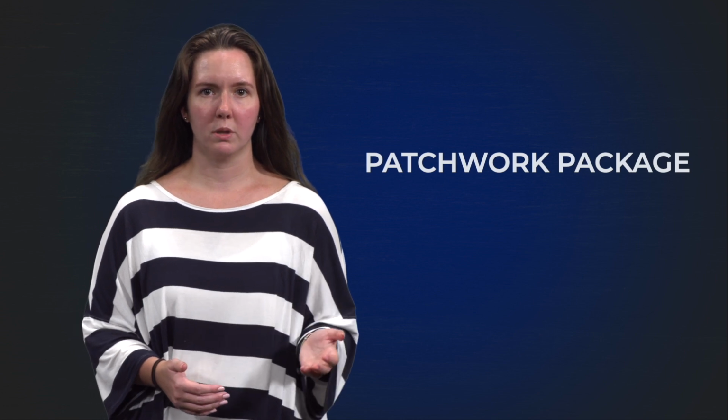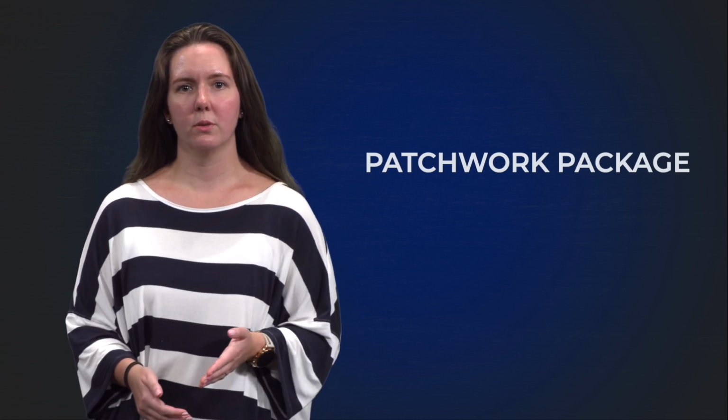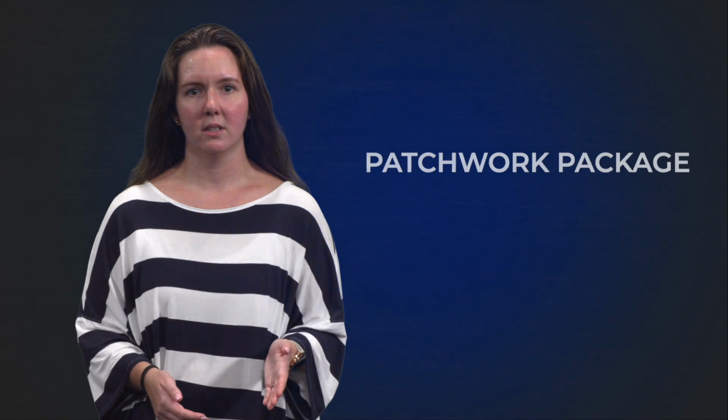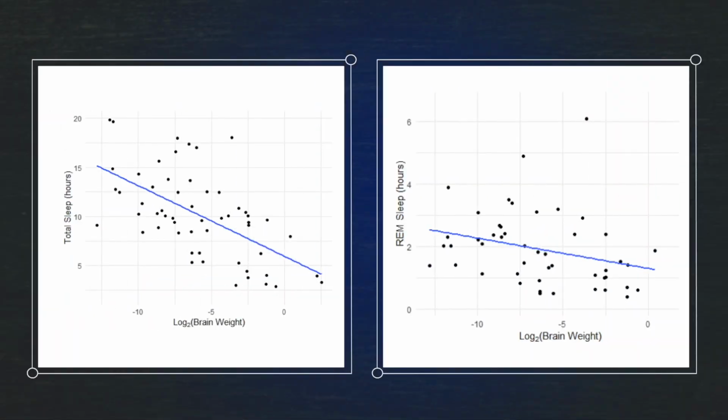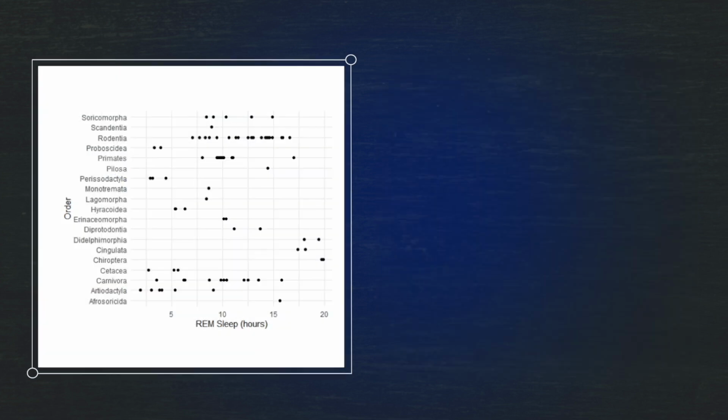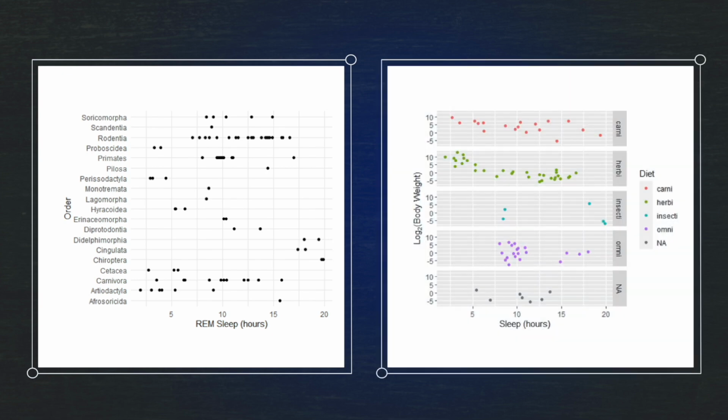To use the Patchwork package, we're first going to assign plots to an object. In this case, I've created 4 plots from the msleep dataset. The first 2 plots explore the relationship between brain weight and total sleep versus REM sleep. The third plot examines the relationship between order and REM sleep. And finally, my last plot displays the relationship between body weight and sleep based on diet.